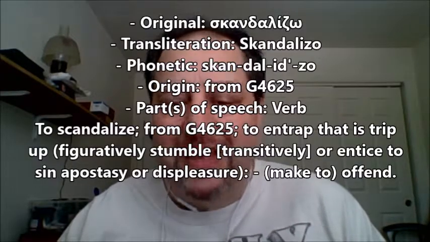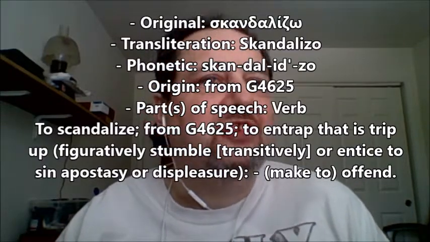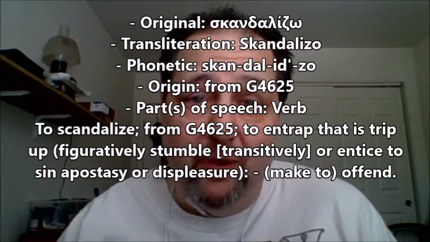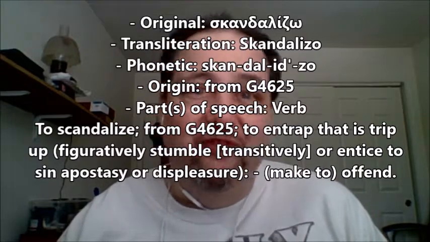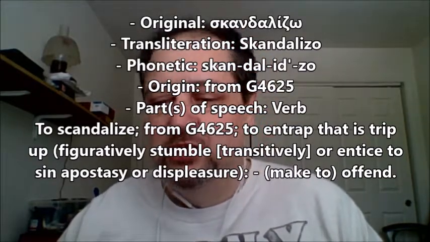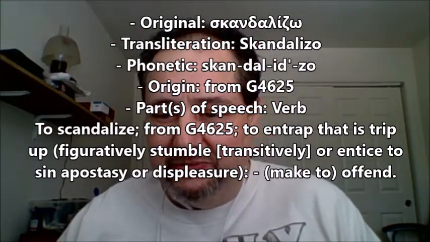Obviously, this is not the best rendering of the word. Fall away is a much better translation. And here's how Strong's defines the word scandalizo: to scandalize. Now, to scandalize your faith is to fall away, right? To be offended, as the King James says. So this isn't a great translation in the King James.